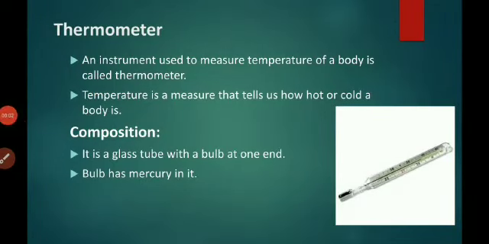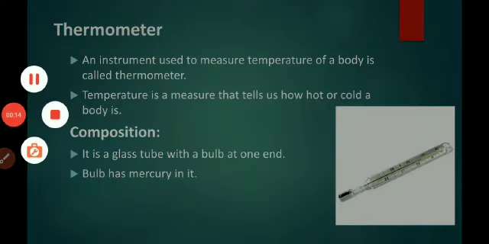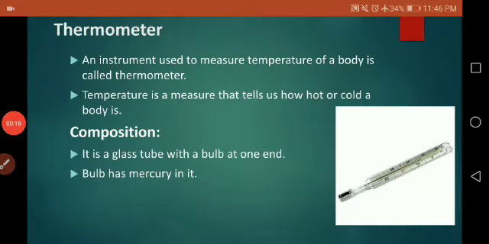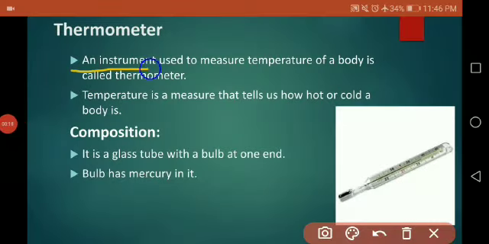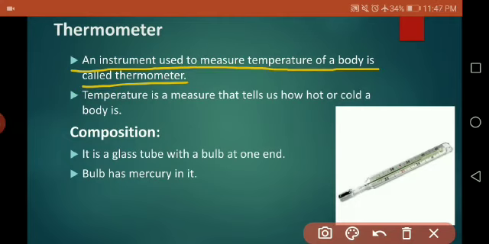Temperature is the degree of heat that is present in a body, environment or in any object. We use a clinical thermometer to know how high the temperature of the body is. So students, we can say an instrument which is used to measure the temperature of a body is called a thermometer.